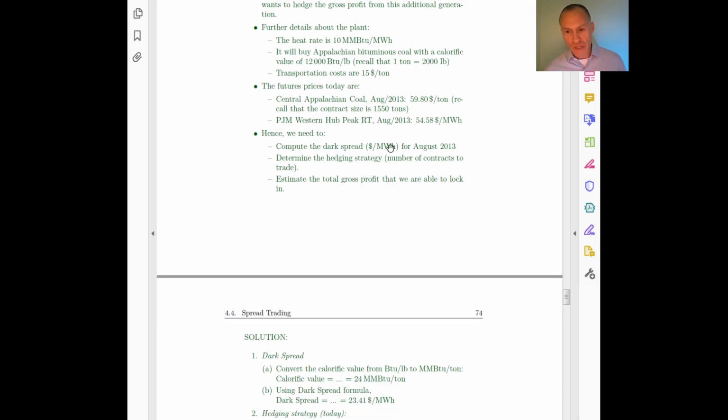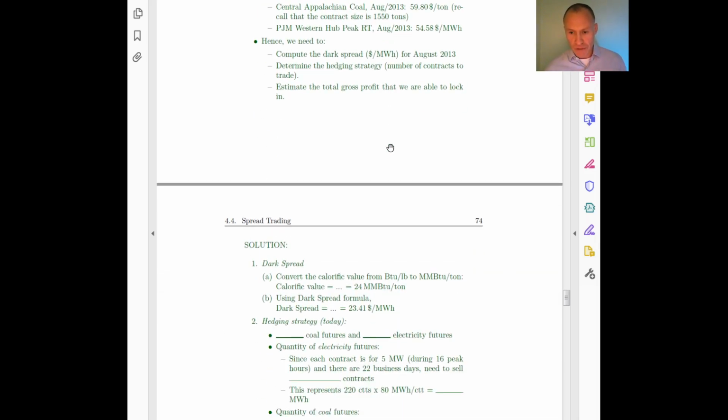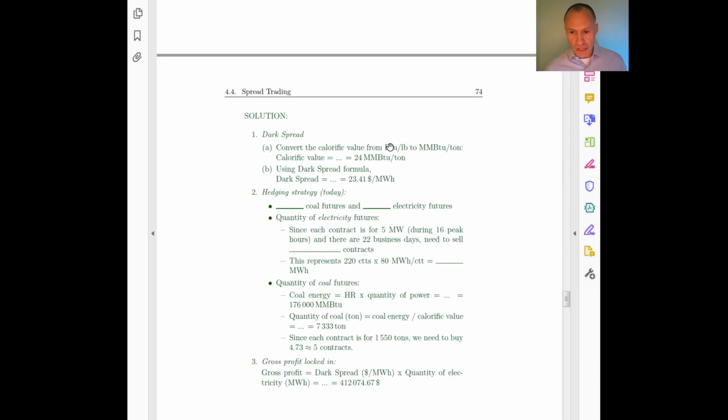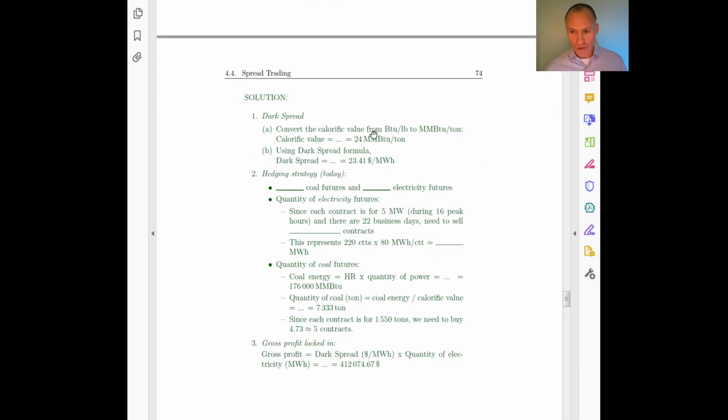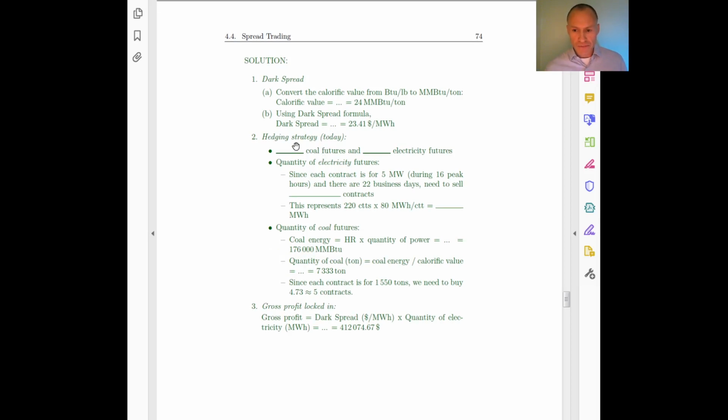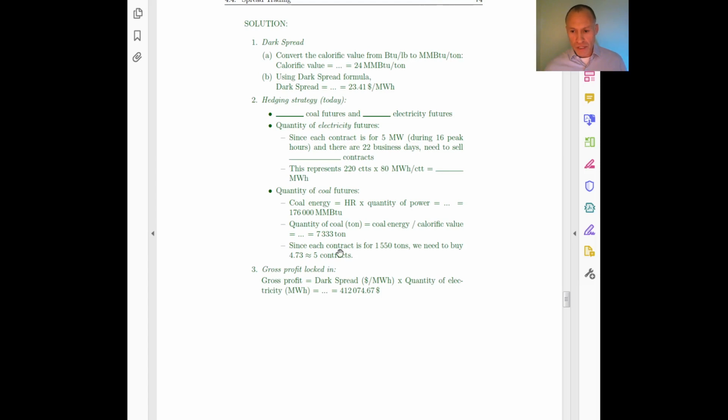And then the same type of strategy as in the previous examples. Okay, so exactly the same logic, the same intuition. Go through these calculations. Compute first the dark spread using the formulas we have seen before. Define the hedging strategy, and make sure you get the number of contracts you need to trade, and the spread. The gross profit that comes out of all these calculations. Okay, so basically the amount of profit that we are able to lock in if we do this trading strategy.